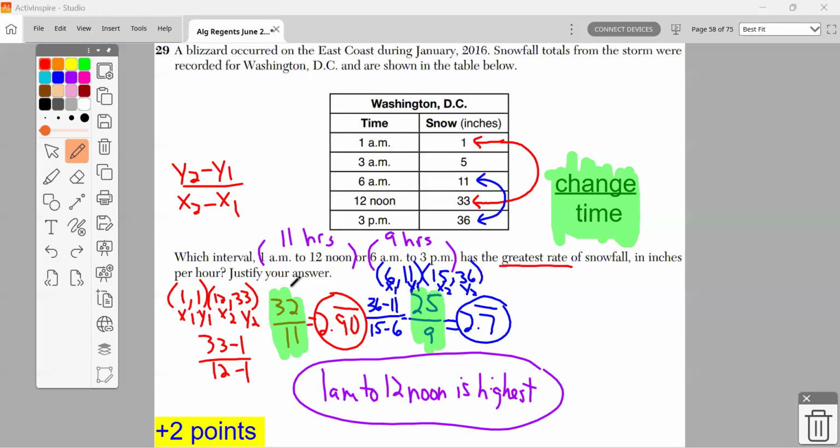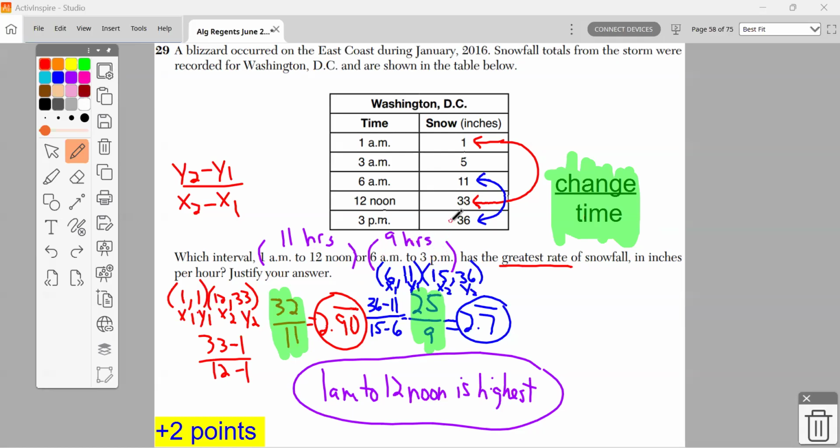So when we're looking at this first interval, how much snowfall did they get from 1 to noon? 1 to noon is from 1 inch of snow up to 33 inches of snow. So they got 32 inches of snow divided by what period of time? That is an 11-hour time period. So 32 divided by 11 is 2.90, repeating, 2.90909090.